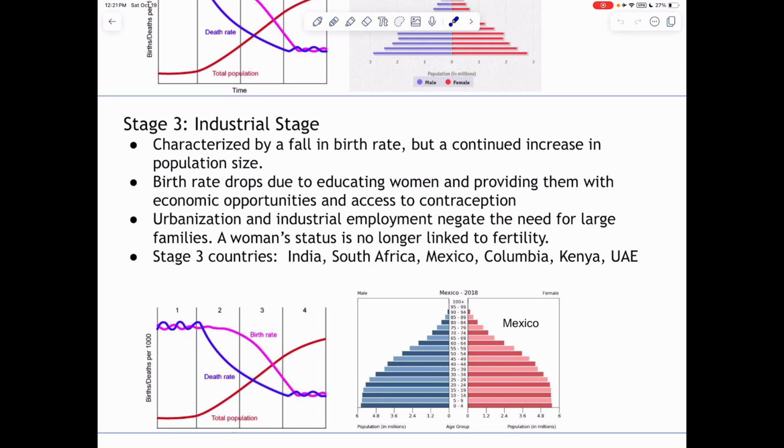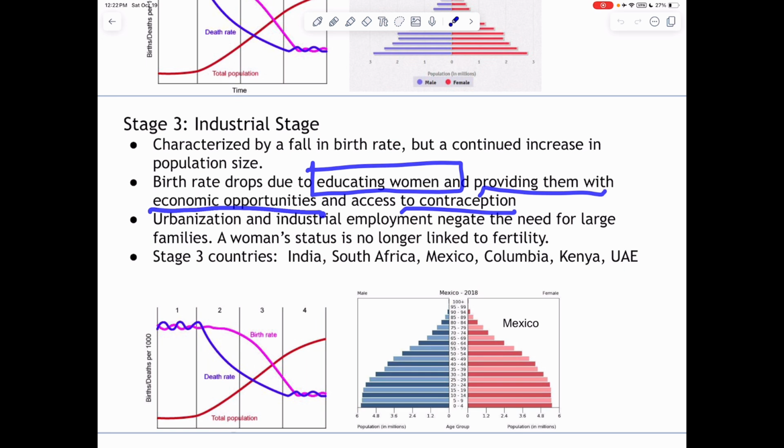So the difference between stage 2 and stage 3: in stage 2, our death rate is dropping. In stage 3, our birth rate is dropping, and this is huge. I need you to write this down. It is dropping because we are educating women, and we are providing them with contraception and economic opportunities.